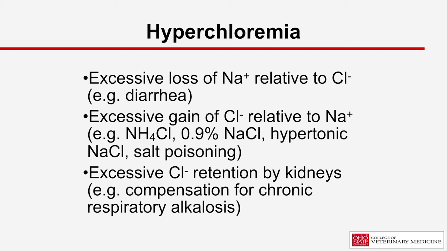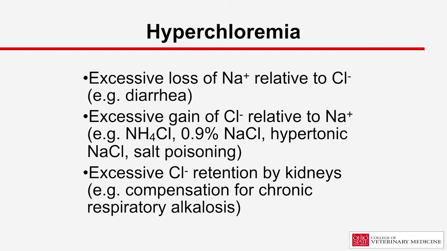Excessive gain of chloride relative to sodium is another cause of hyperchloremia. A good example there, and one that I think is worth remembering, is 0.9% saline. When you infuse an animal with normal saline, it's got 154 or 156 milliequivalents of sodium and an equal amount of chloride. But in the animal, it's not that way. It's maybe 145 or 155 of sodium, but only 110 or 120 of chloride. So you're giving that animal excessive amounts of chloride.